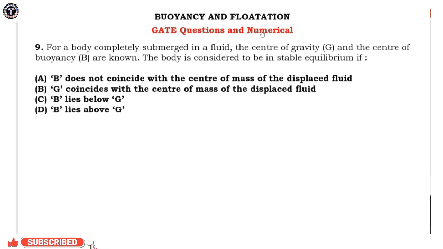This is the last problem. For a body completely submerged in a fluid, center of gravity G and the center of buoyancy B are known. The body is considered to be in stable equilibrium if B does not coincide with the center of mass of the displaced fluid, G coincides with the center of mass of the displaced fluid, B lies below G, or B lies above G.